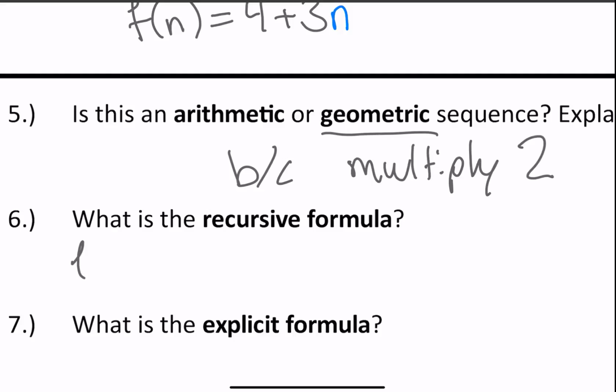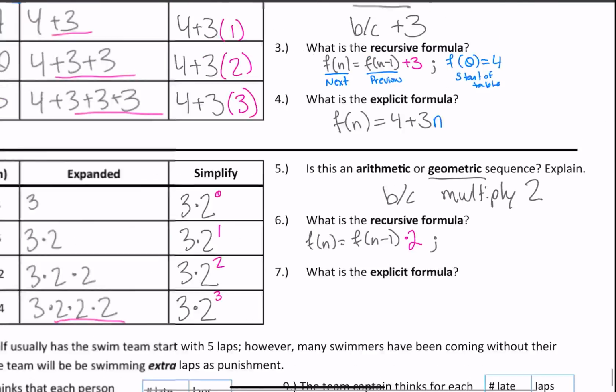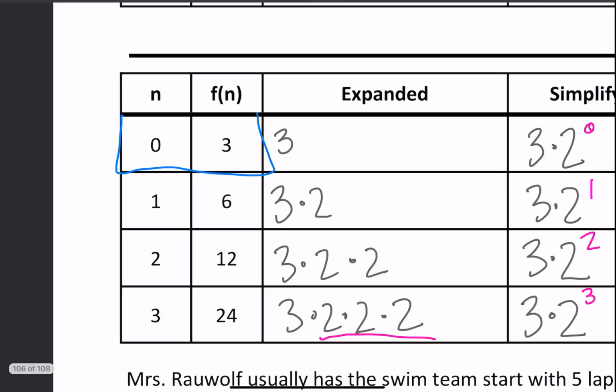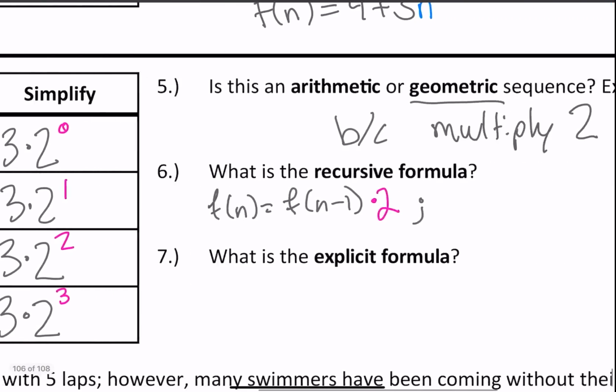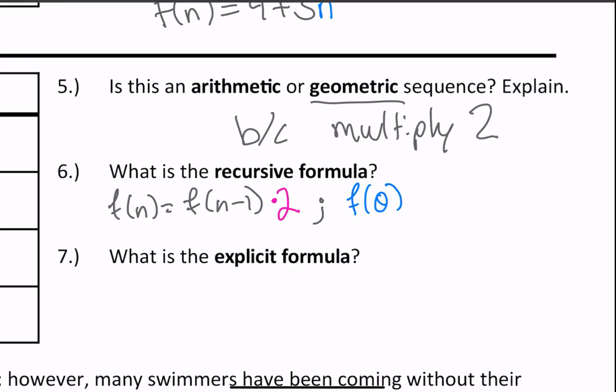Its recursive is f of n equals f of n minus 1, and like we said, we are multiplying by 2. But we have to give the start of our table. Well, our table, we started with 0 and 3, so to show that in the recursive, we write f of 0 equals 3. The explicit is f of n equals 3 times 2 to the exponent n. And it's just an n because we start at times 0. It's an exponent because we are multiplying down the table.